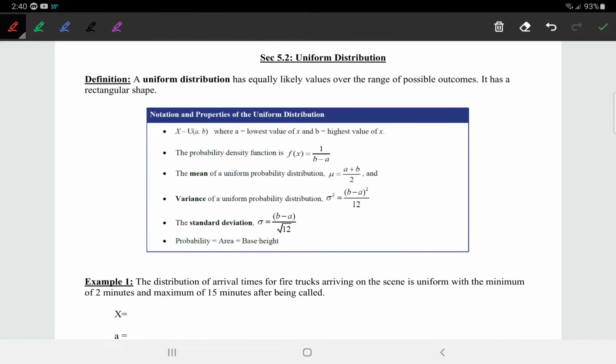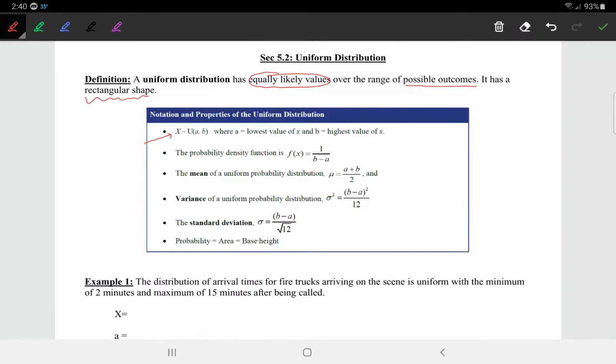The uniform distribution is a continuous probability distribution. We will recognize this distribution because all of the values are equally likely over the range of possible outcomes. And because of this, we'll get the rectangular shape. Okay. So some notations and properties that we will use.